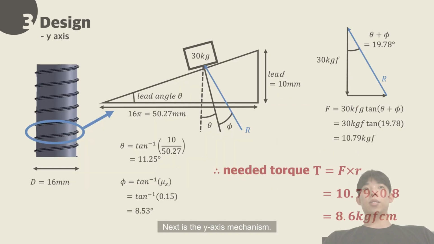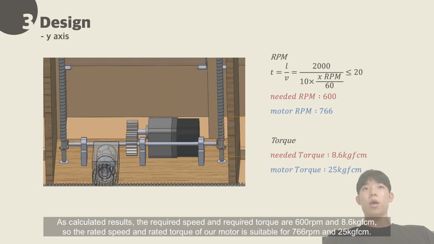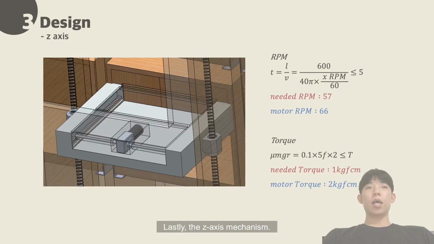Next is the y-axis mechanism. Power was transmitted using bevel gears and lead screws. As the calculated results, the required speed and required torque are 600 RPM and 8.6 kg/cm. So the rated speed and rated torque of our motor is suitable for 766 RPM and 25 kg/cm. Lastly, the z-axis mechanism.